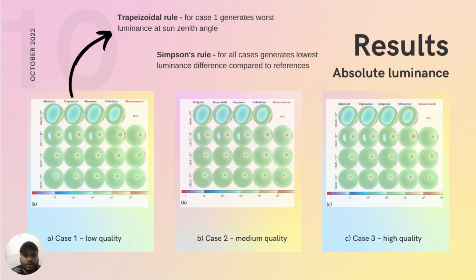Now let's come to the absolute luminance. If we compare these three with these two, the measurements and laboratory, the trapezoidal rule for case 1 generates a washed luminance at the sun zenith angle. So the trapezoidal rule will have a washed luminance for low quality at the sun zenith angle, but for all cases the Simpson's rule has the lowest luminance difference compared to the reference, right? So this is the absolute luminance.